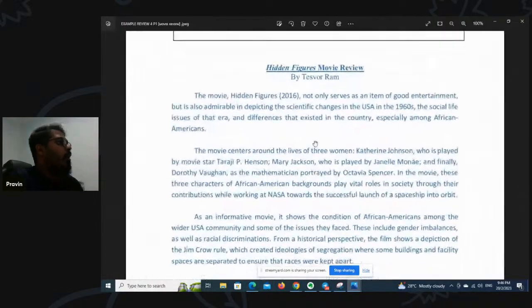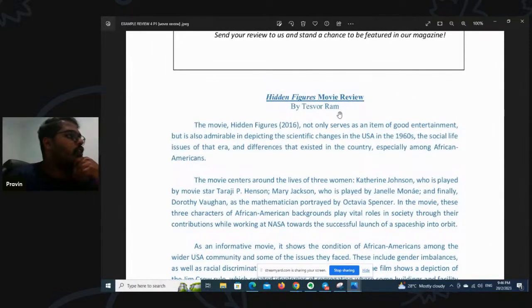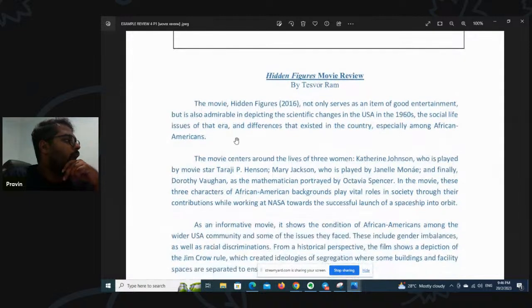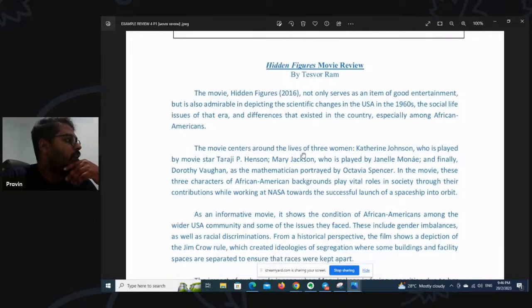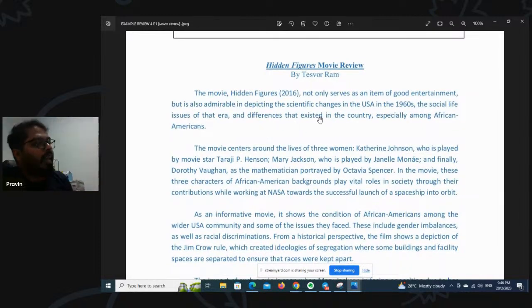Okay. So the movie Hidden Figures not only serves as an item of good entertainment, but it is also admirable in depicting menunjukkan the scientific changes in the USA in the 1960s, the social life issues of that area, and the differences that existed in the country, especially among African Americans.